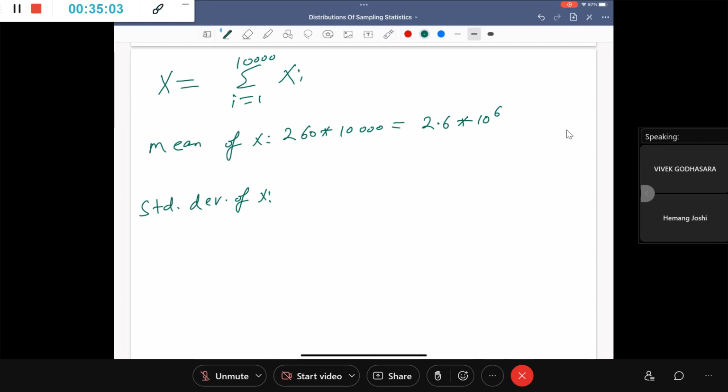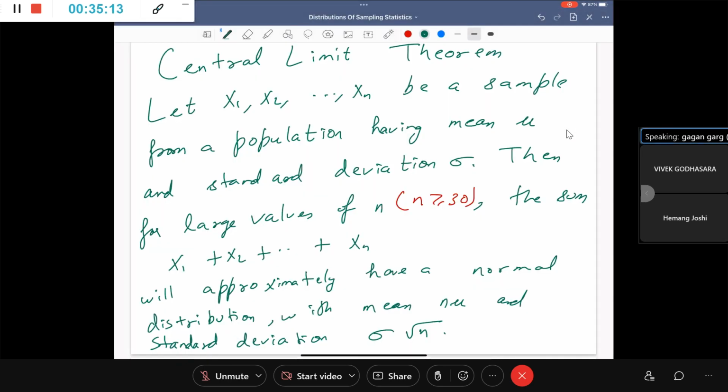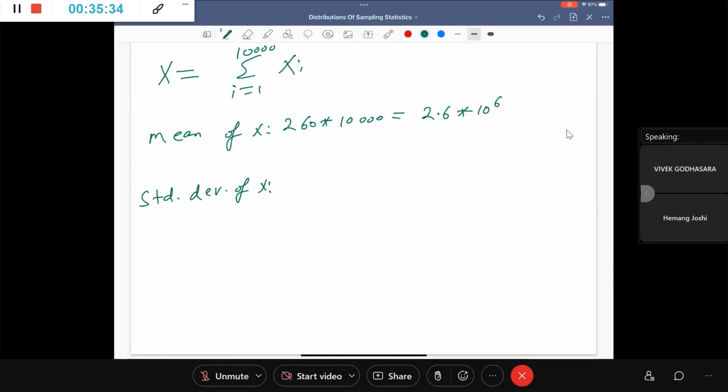We did this, it's in the statement of the theorem. You are using your hand only for typing, not for writing. So it is given here. 800 times root of 10,000. So sigma into root of n. So that is the standard deviation. Sigma in this case is 800 and then root of 10,000. So this is root of n into sigma.